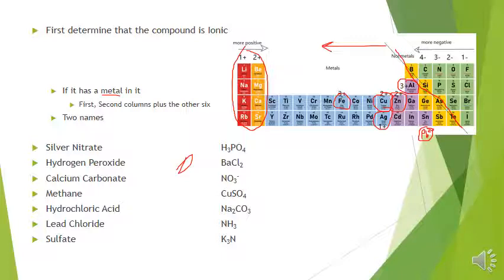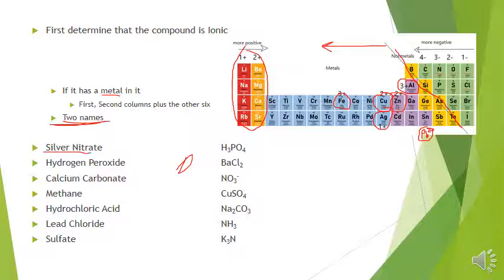We'll get back to charges in a minute. But if the compound has an element from this column, or one of these 6, then it's ionic. Okay. So also ionic compounds will have 2 names. So let's go over some examples. Here are some names, and then we'll go over the formulas and see if they're ionic or not.